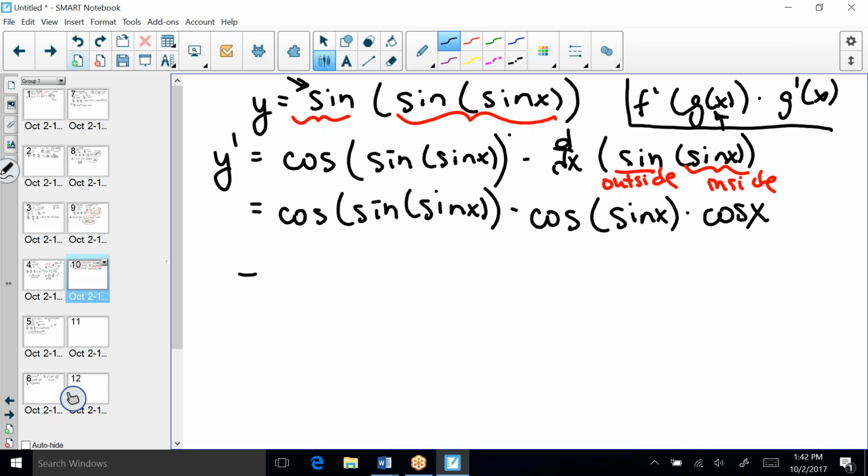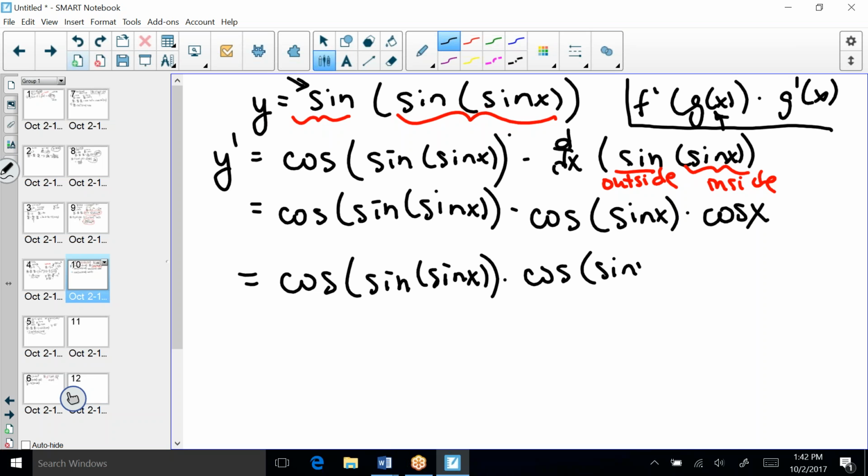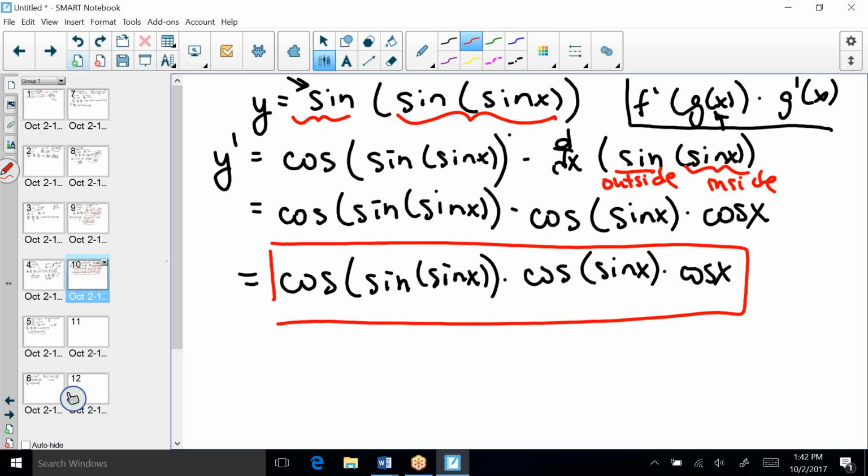All right, so then this is going to be equal to pretty much what we have here, there's not much that we can do to this. We're not multiplying these things. This is the cosine of the sine of x times the cosine of the sine of x times the cosine of x. And really that's your answer. There's nothing that we can do. You can't distribute anything or get rid of those parentheses. So that's going to be the answer for this one.